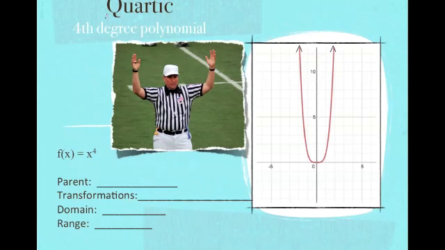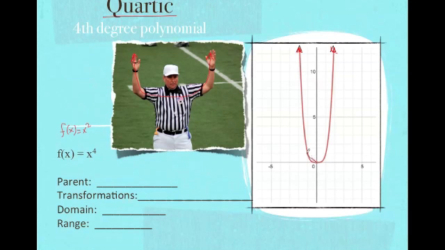When we look at quartic functions, you can see, like with this guy's arms, both of them are up, okay? Just like a quartic, both of them are headed up. It looks a whole lot like an x squared. The only difference is that the x to the fourth rises a lot faster.